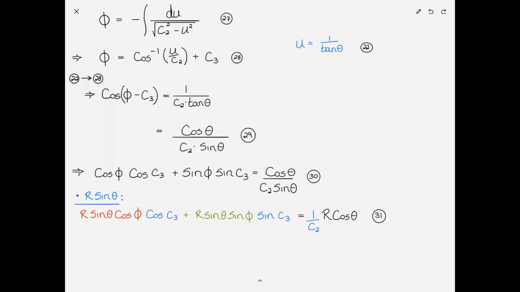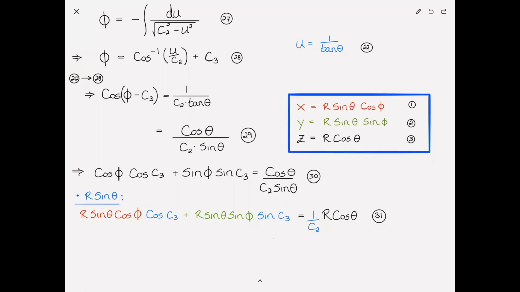Number 31. Now, why did I use this color coding? Because if we go all the way back to the very beginning, to our kinematics, we find that what is in red, green, and black is in fact x, y, and z. So, substituting equations 1, 2, and 3 into 31, I get x cosine C3 plus y sine C3 is equal to z divided by C2.